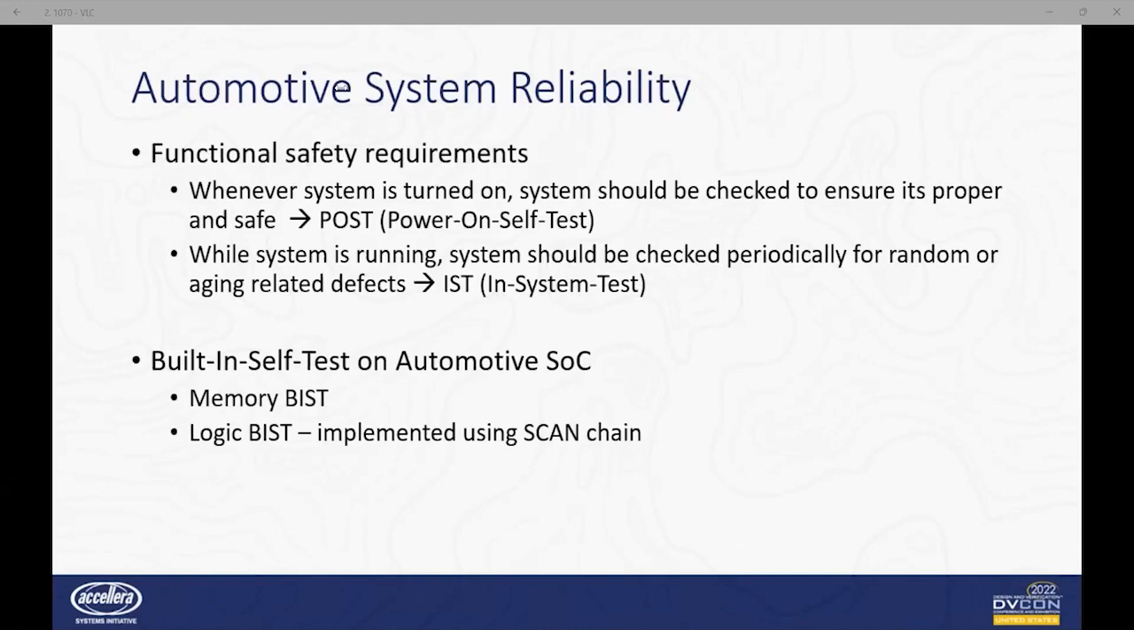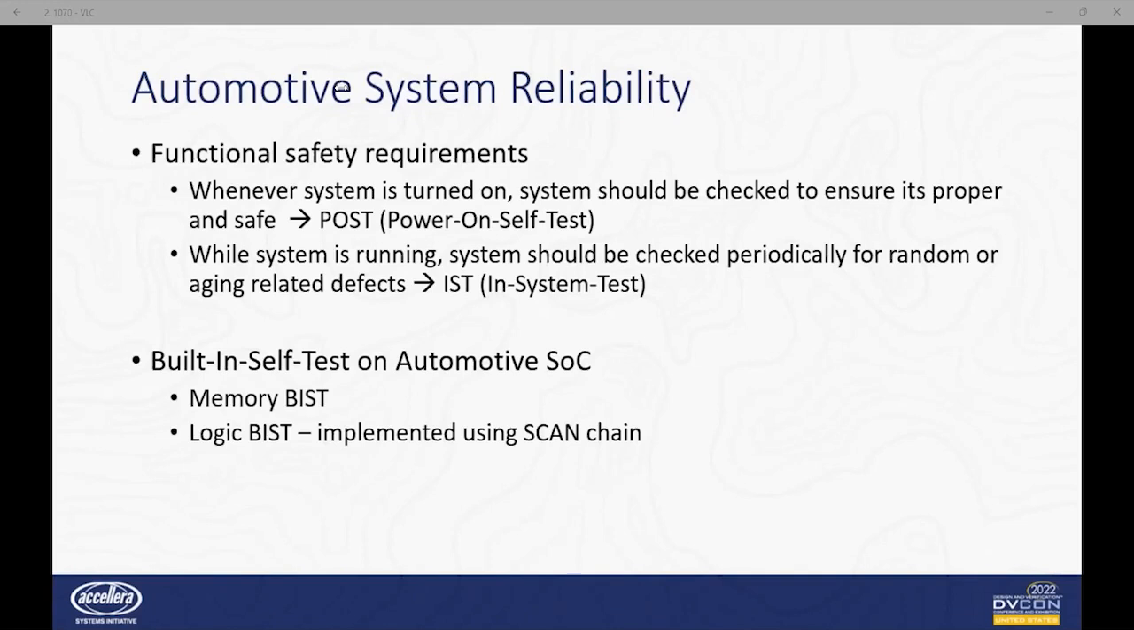In addition, we must periodically check the system components while the system is running. This test is called IST, in-system test. This system self-diagnosis and recovery relies on BIST. The target components can be memories and logics.